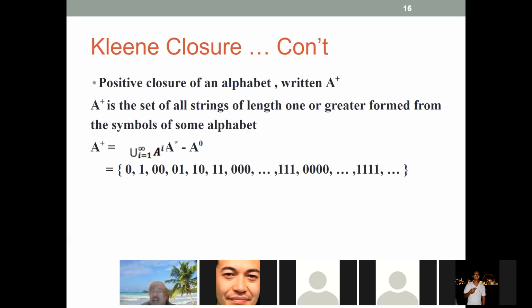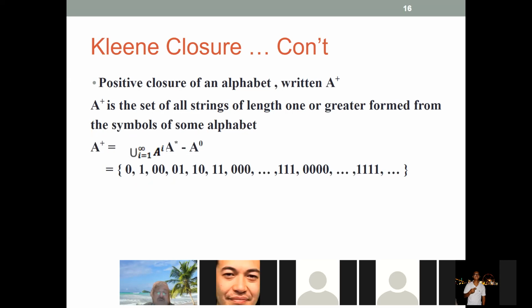Positive closure. So we got the Kleene closure. If I give you the binary alphabet, that contains 0 and 1, then the Kleene closure of the binary alphabet is the set of all binary strings, including the empty string. But the positive closure is the set of all binary strings, but you got to promise to take away the empty string. What the hell are we saying?